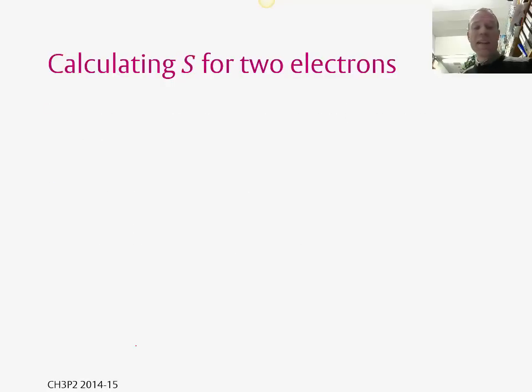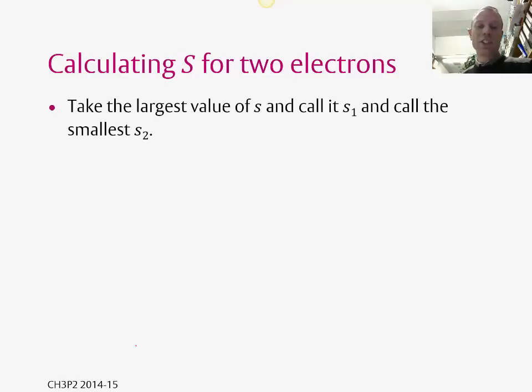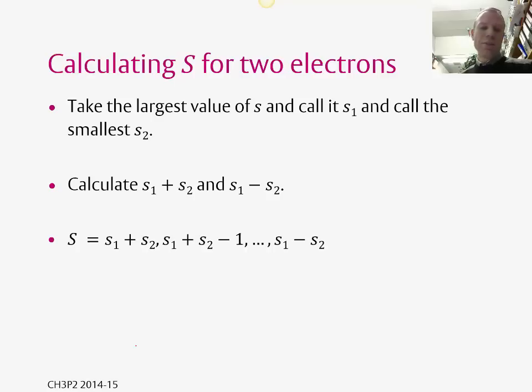We can then do the same for calculating the total spin angular momentum. So we take the largest value of S and call it S1, and the smallest value of S and call that S2. If we're dealing with electrons, S is always going to be plus 1/2, so S1 and S2 are going to be the same. What we then do is calculate the sum and the difference between them, and then in exactly the same way we say that capital S takes values between the sum and the difference of these two values with integer steps between them.